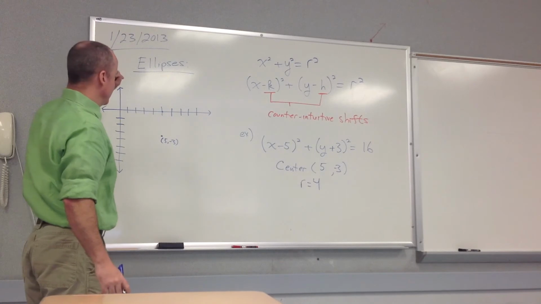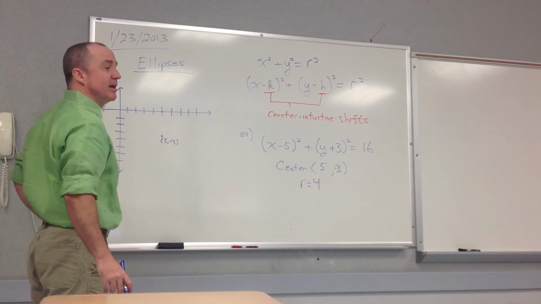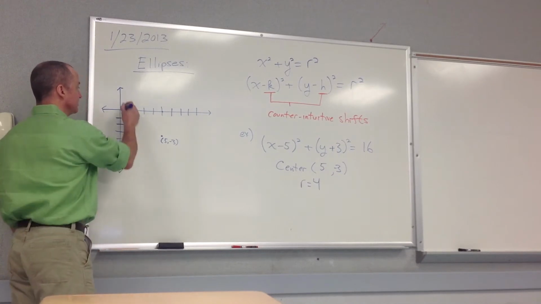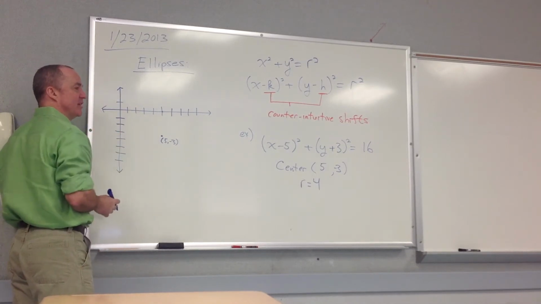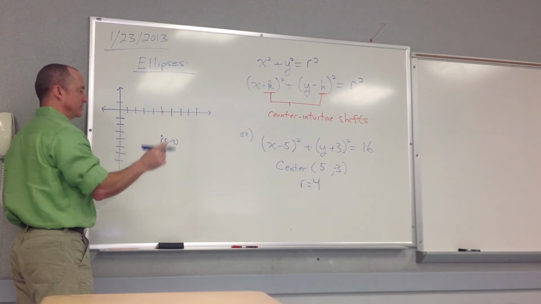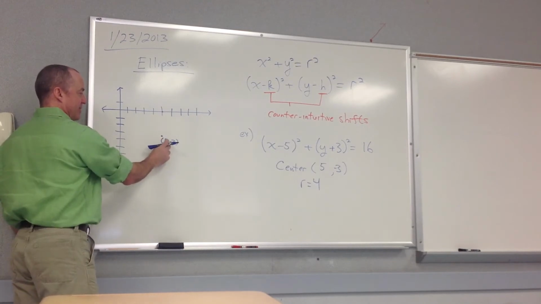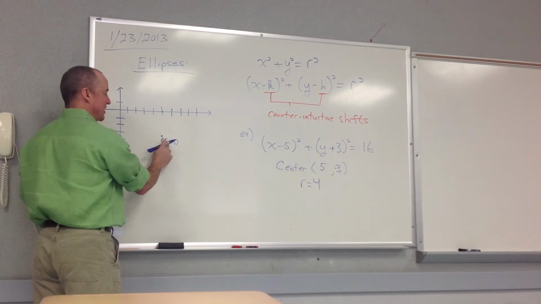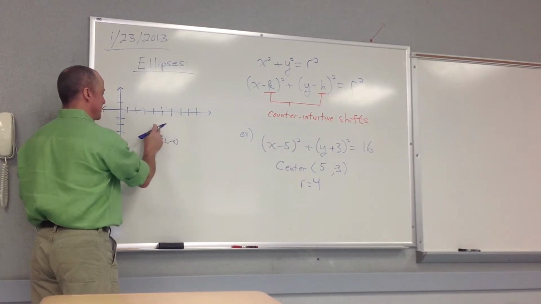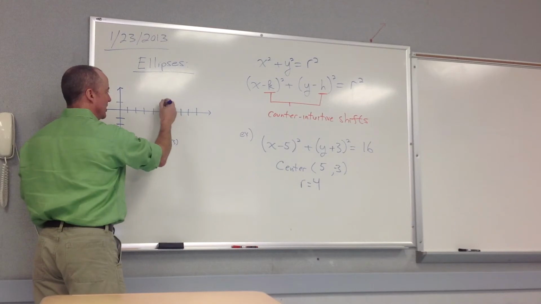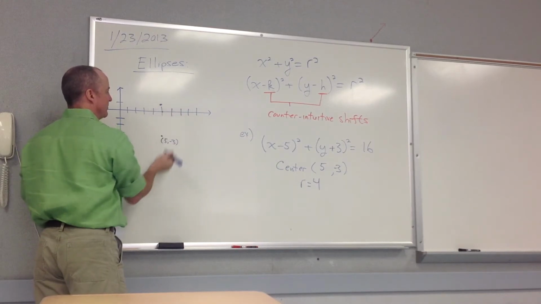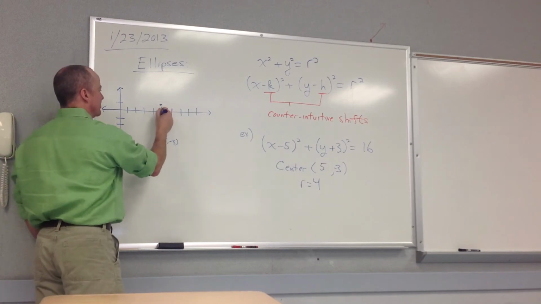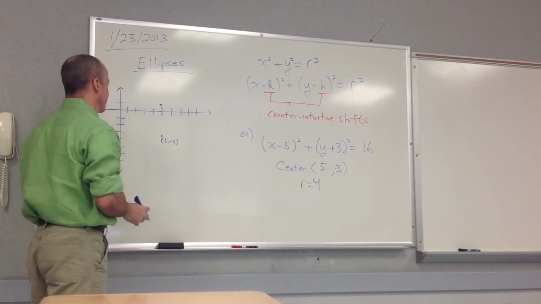Tell me what point is 4 units directly above 5, -3. Just 4 units above. Directly above 5, -3. 5, 1. Four units directly above 5, -3 is 5, -2, -1, 0, 1. 5, 1. So that's my uppermost point of my circle. I shouldn't really put a dot there. That would be confusing on the 5.